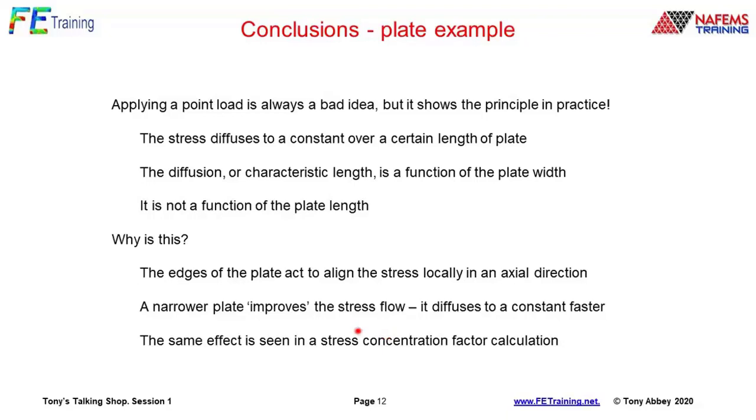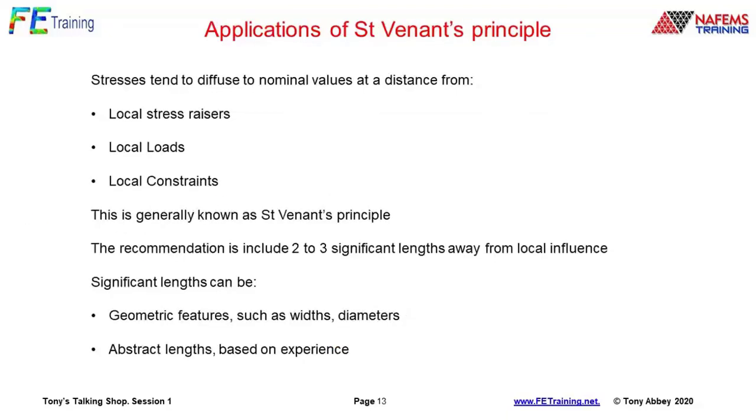I like to think about stress flowing and the way that the stress flows. So stresses tend to diffuse to nominal values at distance from the local loads, I should say, which is the key thing that St Venant picked up. But we can also say the same thing if I constrained one edge as a point, then away from that constraint, same kind of idea. So loads and constraints are really what St Venant's talking about. He's actually talking about loads, but we can talk about constraints. But I can also extend it to local stress raisers.